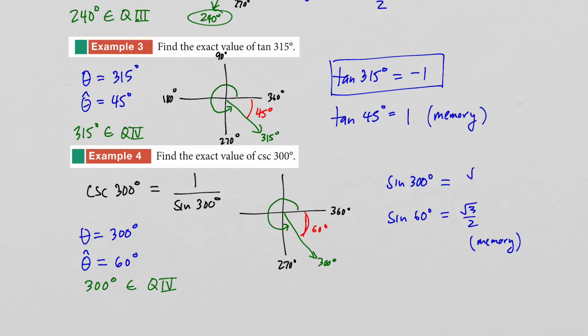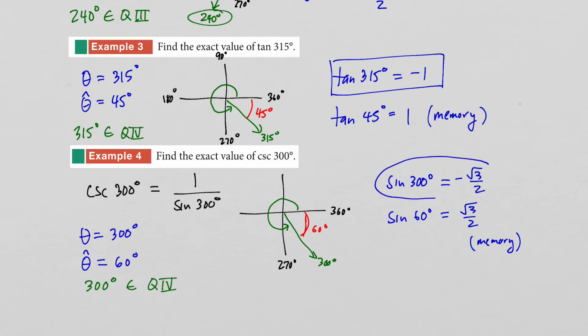Therefore, the sine of 300 is also going to be square root of 3 over 2, but we have to decide whether it is positive or negative. Well, in the fourth quadrant, sine is negative. So sine of 300 is negative radical 3 over 2.